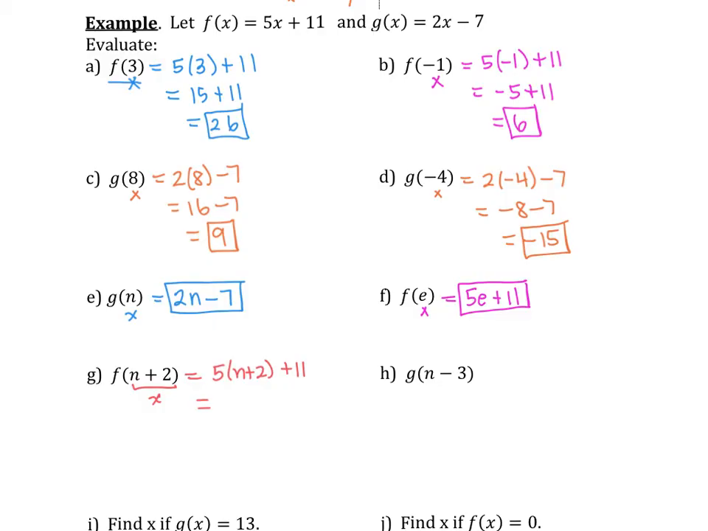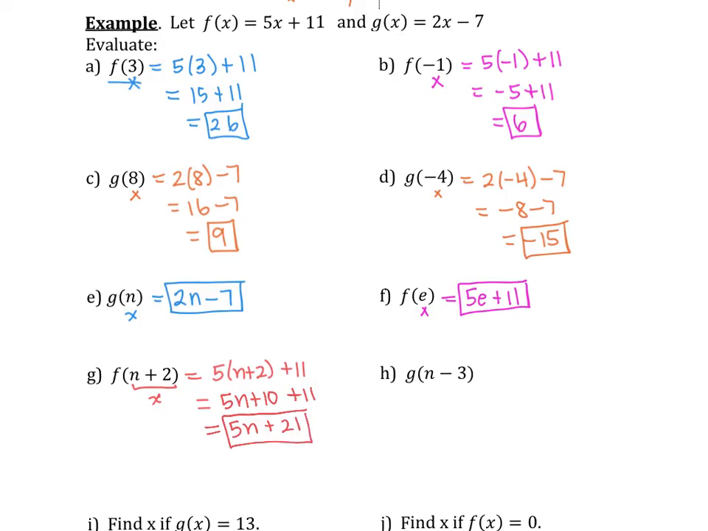Okay, and I put it in parentheses because the n plus 2 has to stay together. I can simplify this, so I'm going to go ahead and simplify this. I can distribute, so 5 times n is 5n, 5 times 2 is 10. So 5n plus 10, let me bring down the plus 11. Okay, 5n, 10 plus 11 is 21. So f of n plus 2 is actually 5n plus 21.